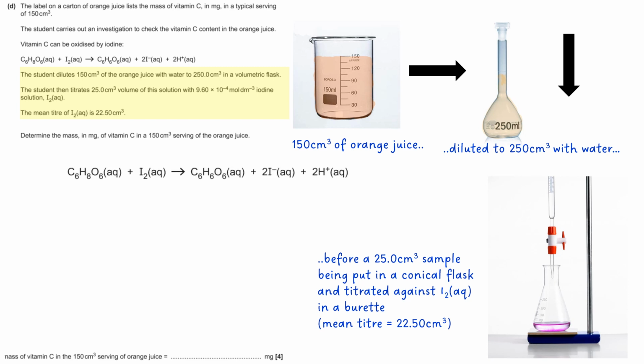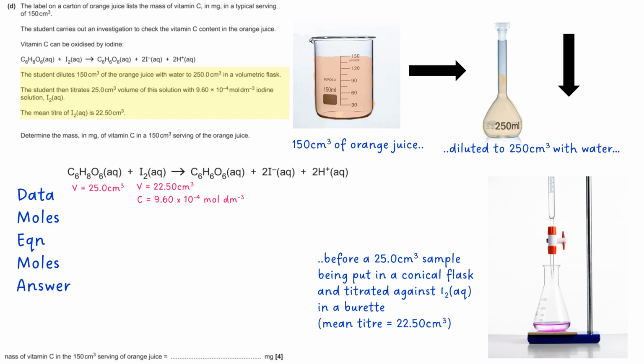So taking the equation and using the data, moles, equation, moles, answer technique, you can list the data that you have for the question, and it's clear that iodine is where you start in terms of working the moles out. So that's going to be B times C, which gives you 2.16 times 10 to the minus 5.